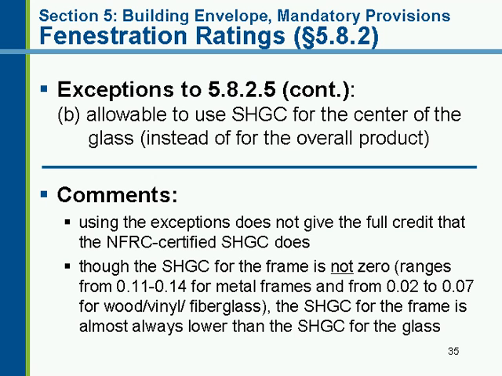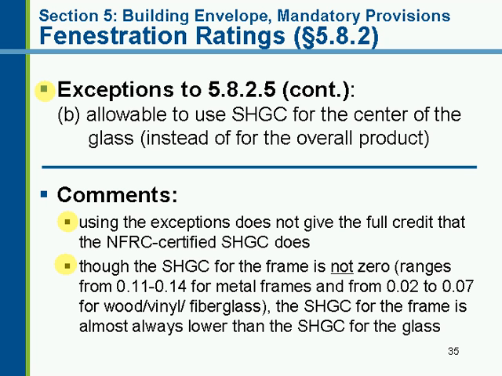There is another exception to the solar heat gain coefficient requirement that allows you to use the SHGC for the center of the glass instead of for the overall product. You might think that this would give you a comparable or a much better rating. As it turns out, if you go through this route, you don't get full credit; you're actually better off taking credit for the opaque portion of the frame. But even so, the opaque portion solar heat gain coefficient is not zero. For metal frames, it can range from 0.11 to 0.14. For wood, vinyl, or fiberglass frames, it's much lower, but it's still in the range of 0.02 to 0.07. So it's almost always the case that the solar heat gain coefficient for the frame is lower than that for the glass, and so you're better off taking credit for the overall product.